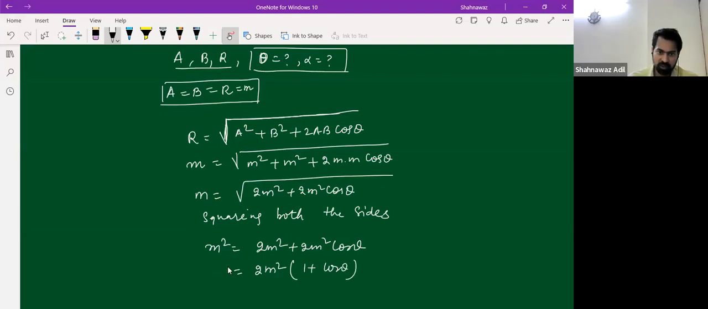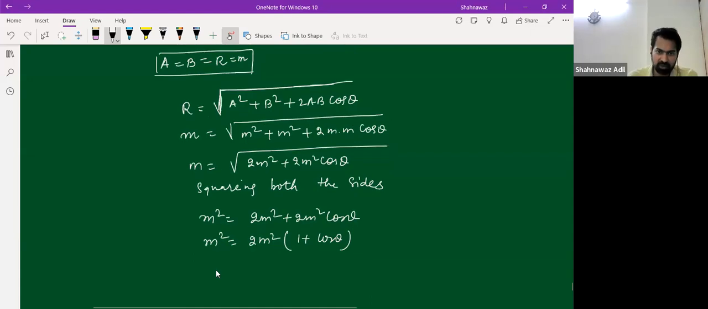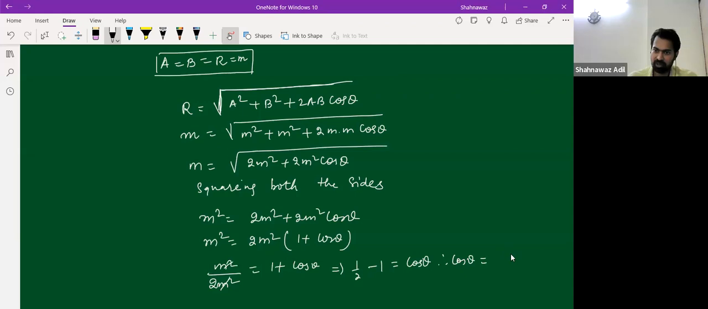So this is M square, and if you take 2M square to the left hand side, this would be M square divided by 2M square equals 1 plus cos theta. M square cancels, and we have 1 by 2 minus 1 is cos theta. So cos theta is how much? Half minus 1, this is minus half. You have just calculated what theta is for minus half, so this would be 120.